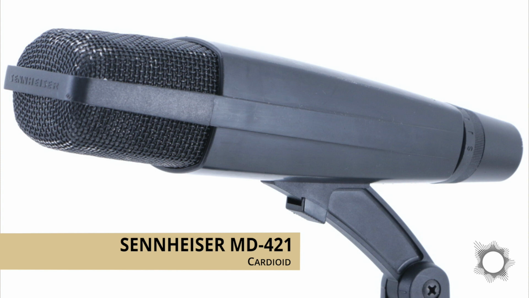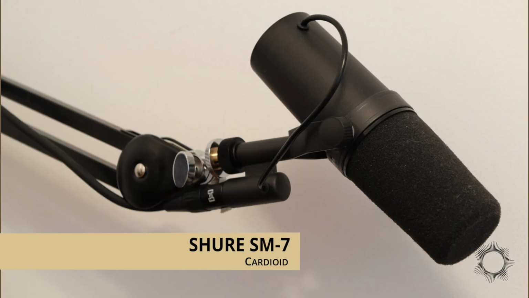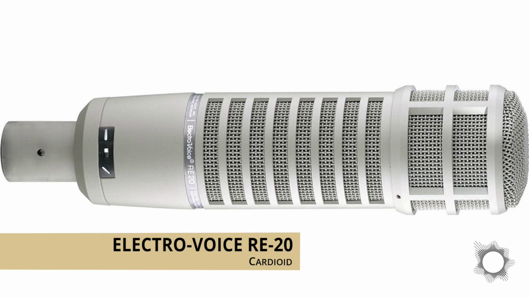It's front address, even though it might look like a side address one. Shure SM7, originally designed for radio, but also good for vocals, and has very good side rejection. Electro Voice RE20, similar to the SM57, and also used on bass drum and bass cabinets.